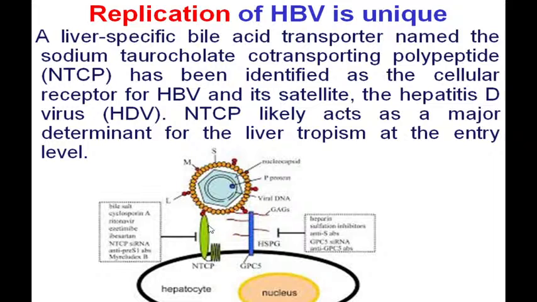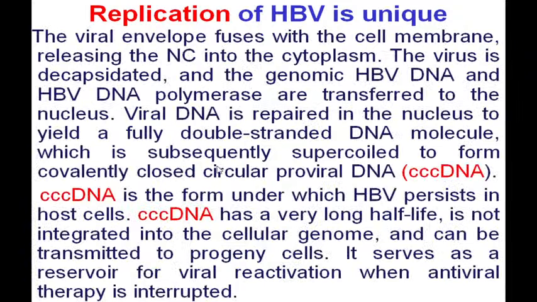You can see here the specific NTCP receptor. It acts as a cellular receptor for hepatitis B virus and for its satellite, hepatitis D virus, covered with the HBs antigen. This is a major determinant for liver tropism and entry.